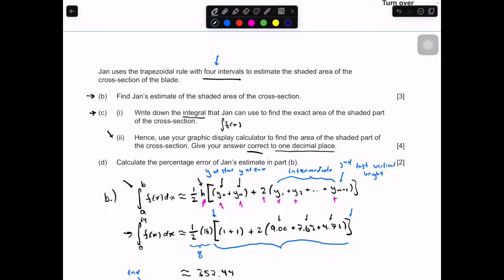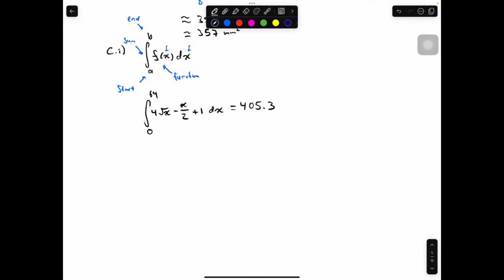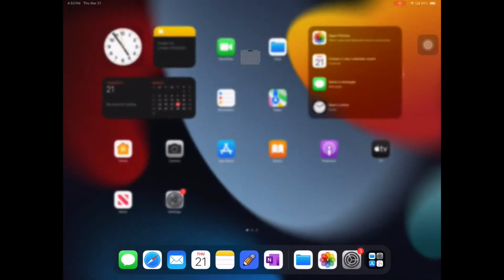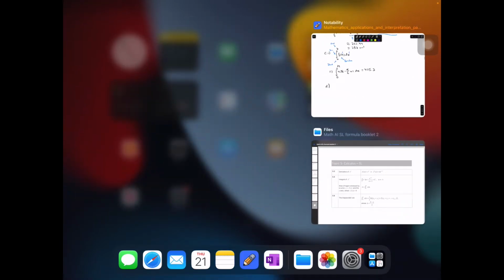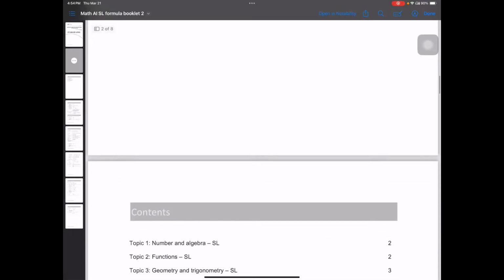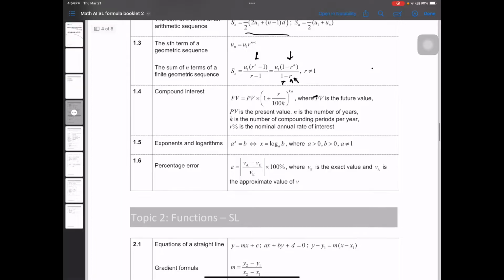Calculate the percentage error of Jan's estimate, Jan's estimate in part B. Okay. So this is part 2 and 3, I suppose. Here we have D. So find the percentage error. This is actually given to us in the formula booklet as well. So let's go back and have a look. This is right at the beginning of the formula booklet, under number and algebra, I believe. So I edited this up from earlier.